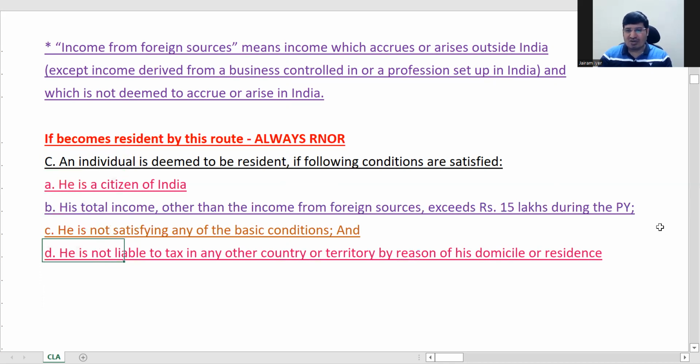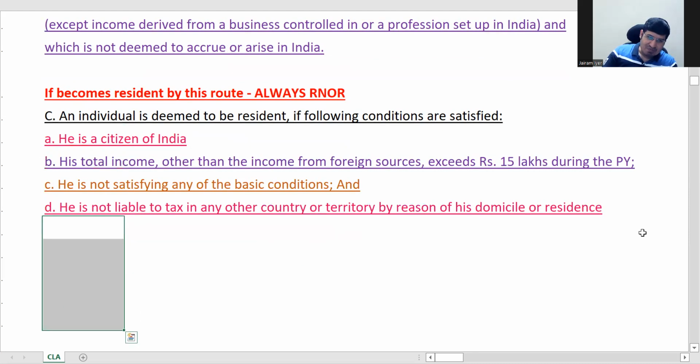See, cumulative conditions. If he satisfies this, you can see in this condition there is no days limit. Can you see any 60 days, 120 days, 182 days here? No. So even without seeing days, he will become resident by this route. It was not there previously. Only after this amendment came in was it possible. This was one route by which, without seeing your days also, you can be a resident. Got it?